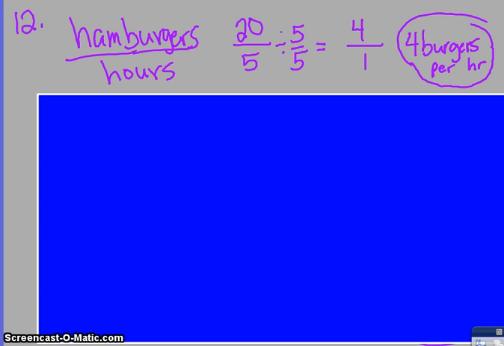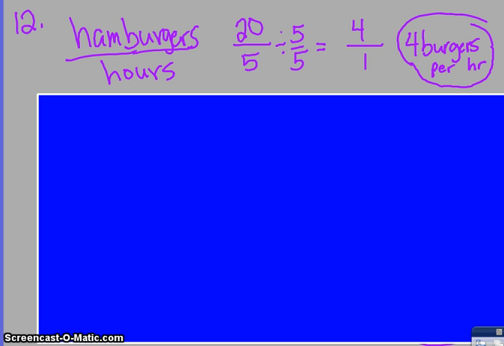The question says, the basketball tournament concession stand was open for 5 hours. Find the unit rate for each snack sold for 1 hour. Okay, so the table says that it was open for a day, and that means during that day it was open for 5 hours. So they want us to figure out how many of each snack we would sell in 1 hour. So the first one says hamburgers.